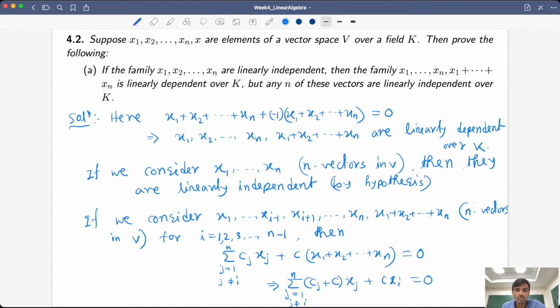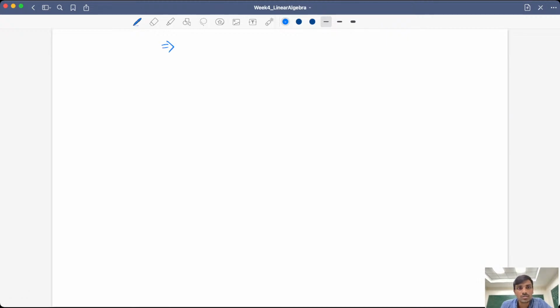So by linear independence, I must have that all the coefficients of x1 through xn are 0. In particular, the coefficient of xi is only c, so c is 0. So this implies cj plus c equal to 0 for j equal to 1 to i minus 1, i plus 1, all the way up to n, and c equal to 0.